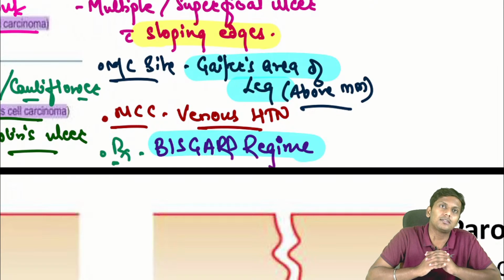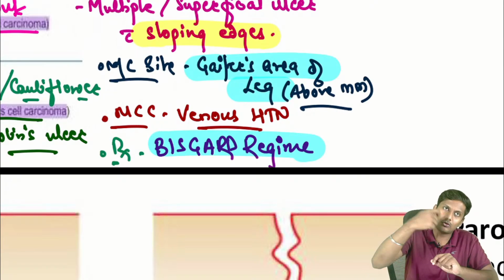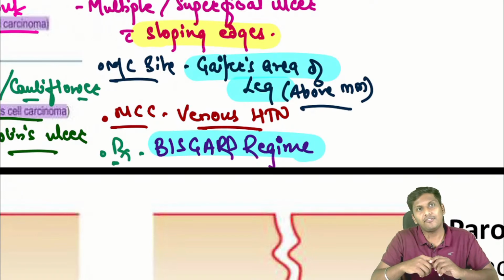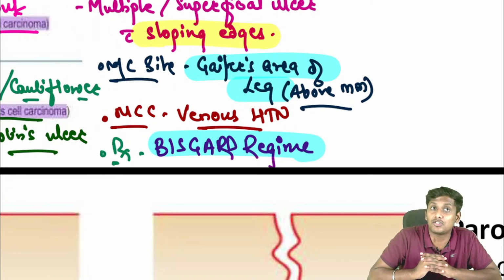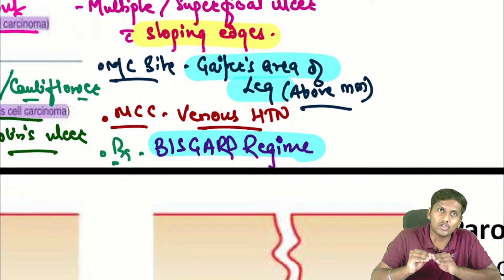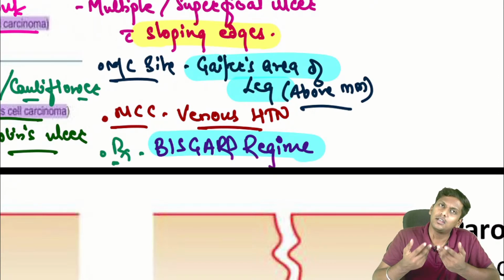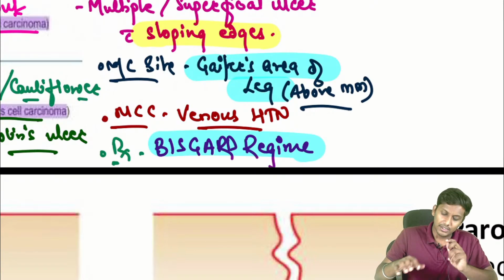And third important is wear elastic compression stockings. Not exactly over the ulcer. First the ulcer has to be dressed well, and then the patient can wear elastic compression stockings, because elastic compression stockings will prevent varicose veins in this patient, and if varicose veins are not there, venous ulcers are not going to develop. Okay?